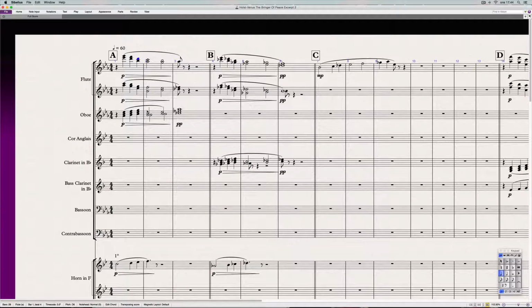Like I said, we're gonna see a few different variations on the same concept. And as usual, we'll just start by listening to the first example here. So here we go.